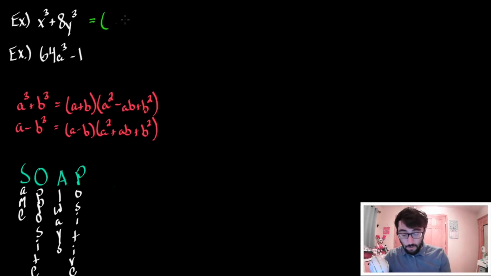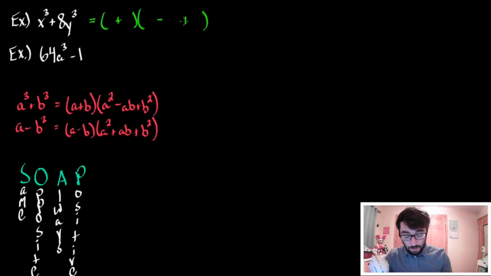So our final answer is always going to be a binomial times a trinomial. And I like to use SOAP to figure out my signs. The first sign is always the same. Well, if I look at my original problem, the first sign was addition, so I'm going to see addition first. The second sign is always the opposite, so I'm going to see subtraction between these two terms. We'll get to what those will be in a second.